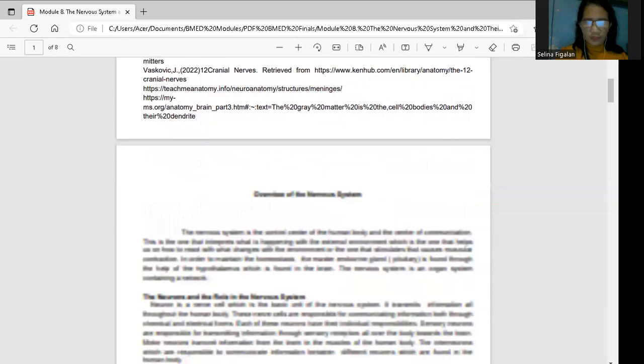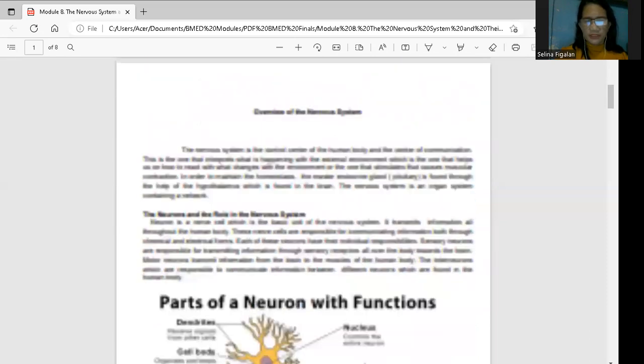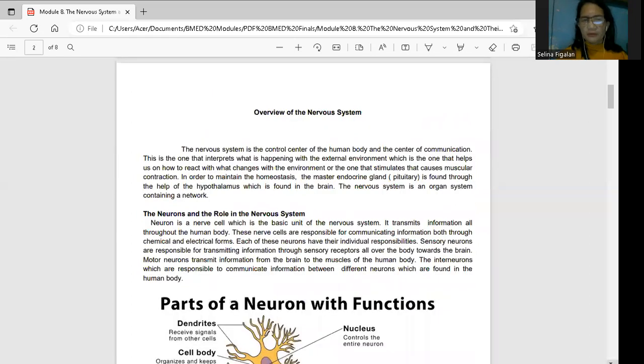It says here in your module that the nervous system is the control center of the human body. Your brain is the one that controls it, and the spinal cord is the one that communicates or sends information from the motor neurons to the brain, and also the response of the brain via the spinal cord going to the motor neurons. This is the center of communications.